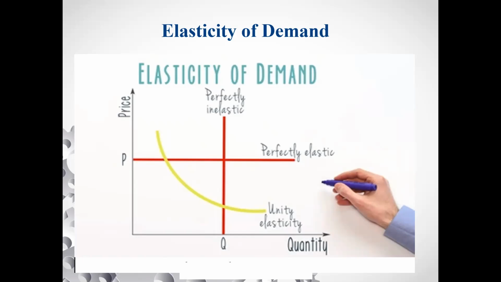So that is the elasticity of demand. The demand can be extended or it can be reduced, depending upon the price. So there is a relation between the demand and the price, and there is a relation between the supply and the demand of the product. This is the relation between price, that is elasticity of demand, and the demand for the shipping industry.